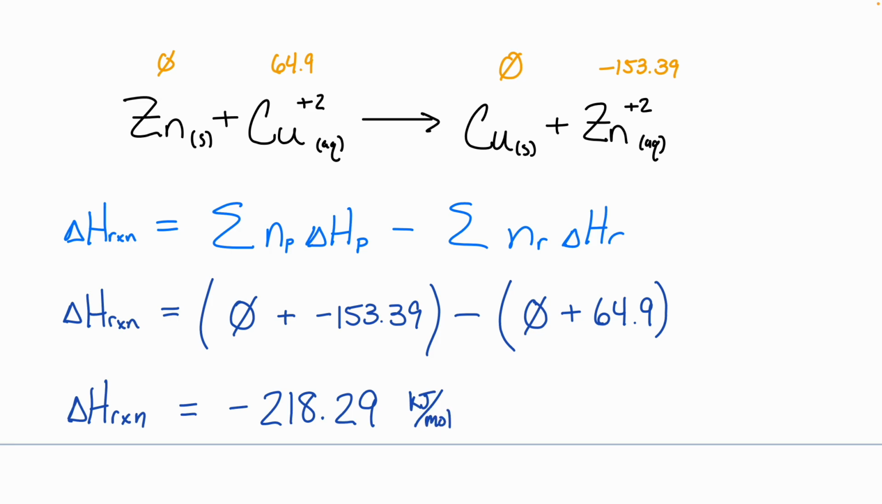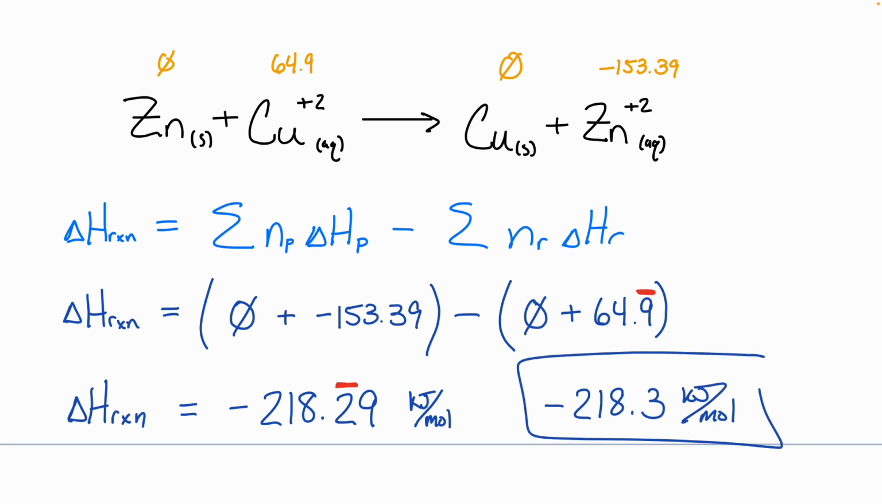All right, we got to be careful here because this is a subtraction problem. So in terms of my sig figs, it doesn't matter how many my inputs have. What matters is the position of that sig fig. And in this case, I'm going to be limited to the tenths place by that 64.9. All right, so my final answer here, rounded to the correct number of sig figs, is negative 218.3 kilojoules per mole. Boom.